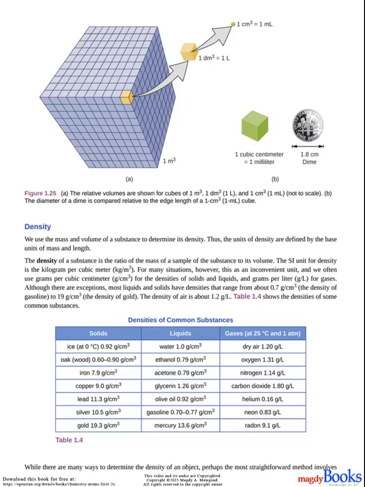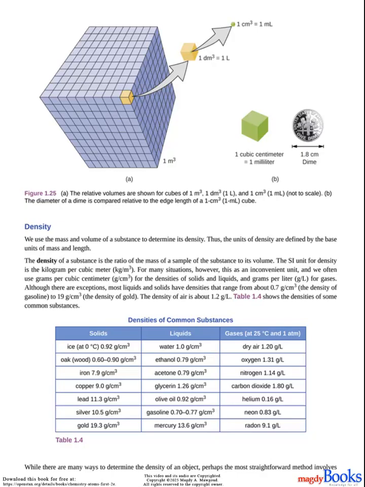Densities of common substances. A. Solids. Ice, at 0 degrees Celsius, 0.92 gram per centimeter cubed. Oak wood, 0.60 to 0.90 gram per centimeter cubed. Iron, 7.9 gram per centimeter cubed. Copper, 9.0 gram per centimeter cubed. Lead, 11.3 gram per centimeter cubed. Silver, 10.5 gram per centimeter cubed. Gold, 19.3 gram per centimeter cubed.